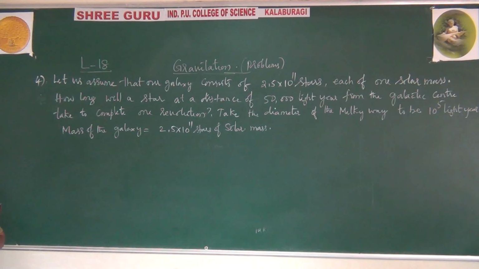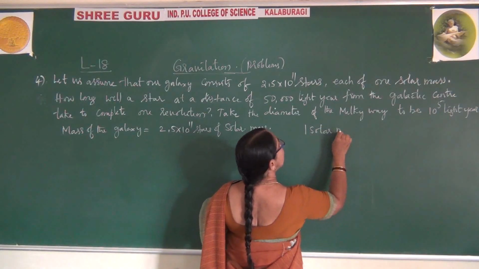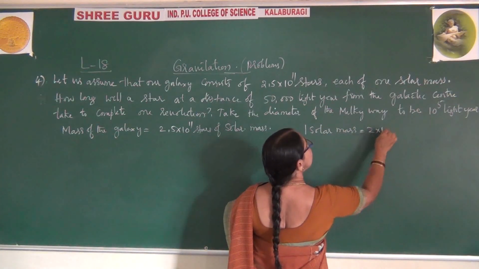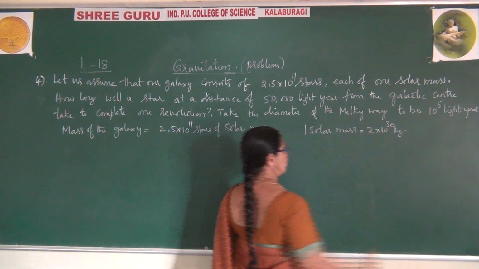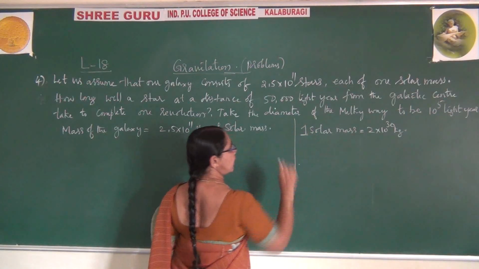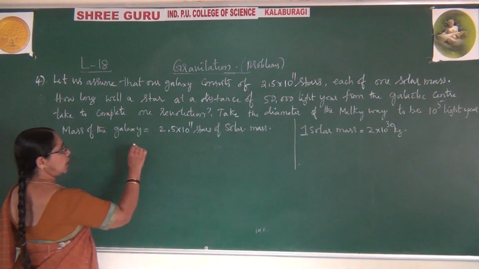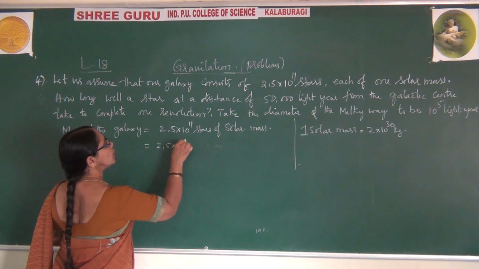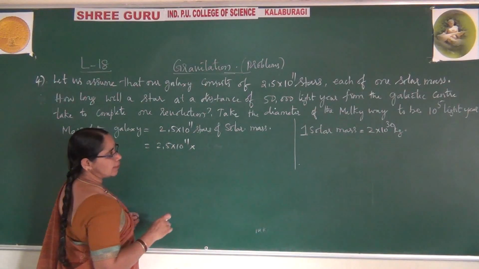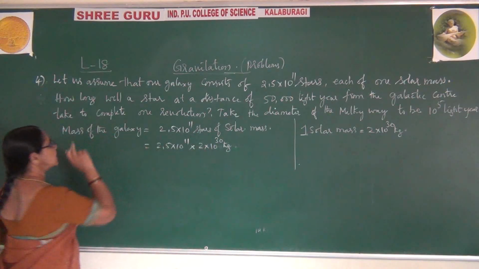You should write solar mass. Here they have not given the value of solar mass, but let me give it. One solar mass is equal to 2 into 10 raised to 30 kg. We just remember this, this is the one condition you have to take. So using this, I write 2.5 10 raised to 11 into these many stars of solar mass, 2 into 10 raised to 30 kg. This is the mass of the galaxy.